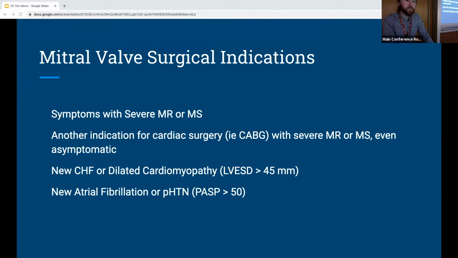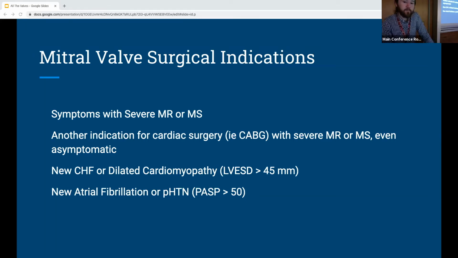And then if you have new onset CHF, which obviously is symptomatic, or a dilated cardiomyopathy, or what I thought was kind of interesting, new atrial fibrillation or new pulmonary hypertension is actually a surgical indication. So if you have a patient with new onset AFib, and you happen to go back and identify them as having a valvular lesion, that actually is a surgical indication. You can help move them along by either admitting them, consulting them, or just having them follow up with CT surgery.